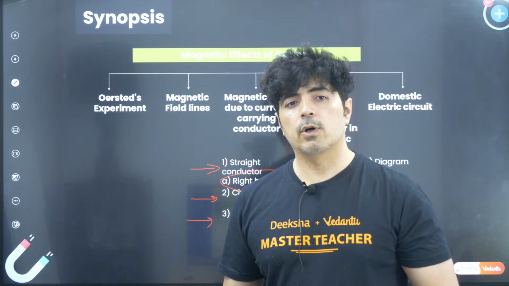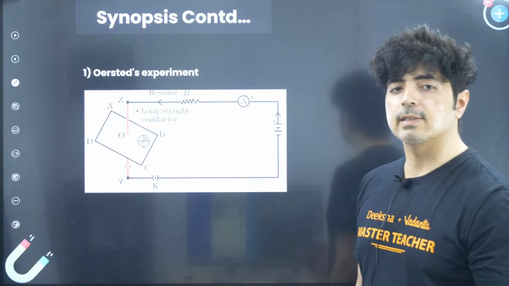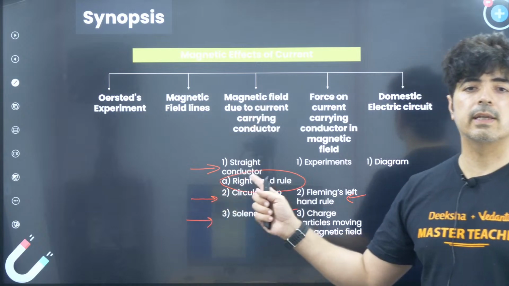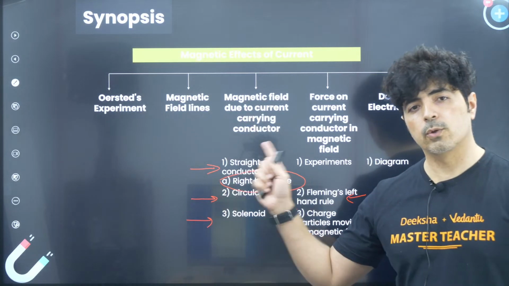All right, guys. Over here, please understand this part, the magnetic effect of current. This is how you should study the entire chapter. This is how you should make the notes of it.